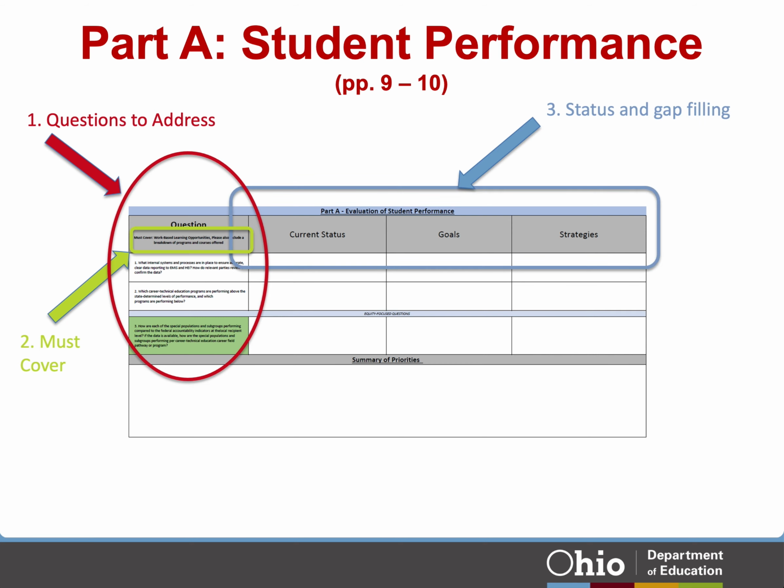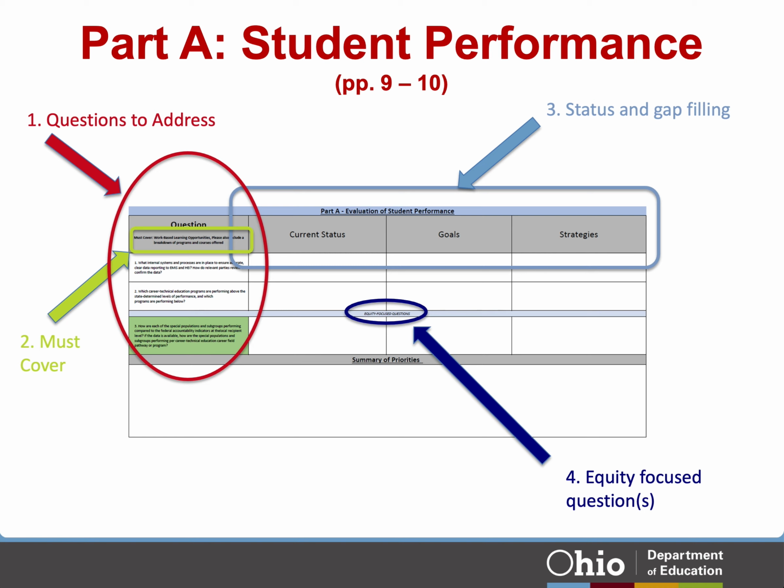Point 3 highlights the column headers. For each question, you will answer for the current status, your goals, and proposed strategies for reaching each goal. Note point 4. Every worksheet will have at least one equity-focused question. This is a good time to review the outcomes from the equity workshops and toolkit.